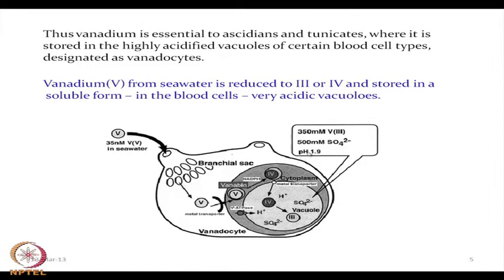So, you see this is a highly acidic pH where this particular thing is stabilized, and the concentration of sulfate anion within the vacuole is in the range of 500 millimolar. So, this is also well matching the vanadium accumulated concentration. It is 500 millimolar and this is 350 millimolar. So, they are well matched, as if the vanabin is transferring the entire vanadium there, and this vanadium is stored there as the corresponding vanadium sulfate, where the vanadium is present in trivalent oxidation state.